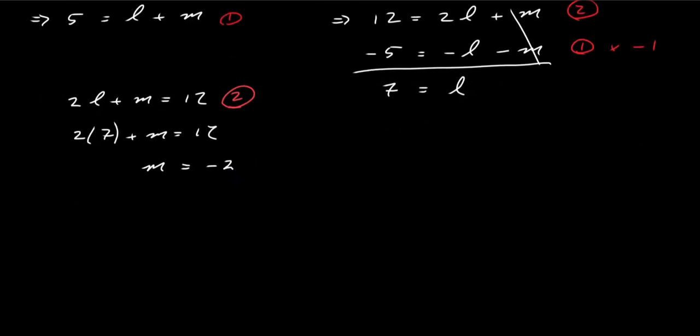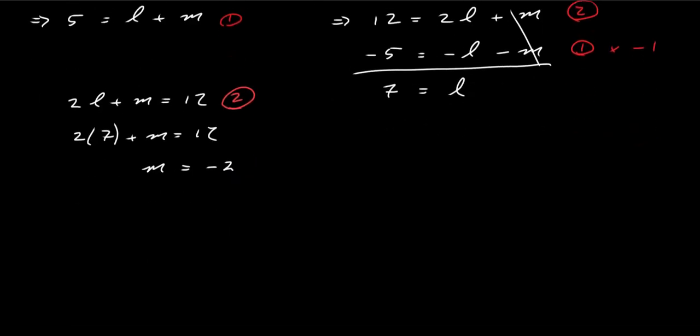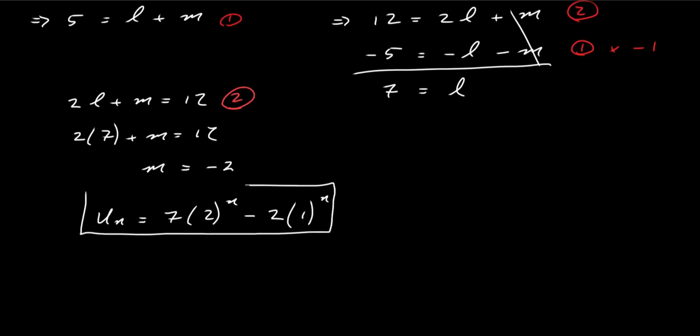So that will give me my final solution then. U_n is, well, we have a 7 for L, so it's 7 times 2 to the power of n, minus 2 is our M, so we've got to put 1 in here, and that's to the power of n. This is the solution to our difference equation.